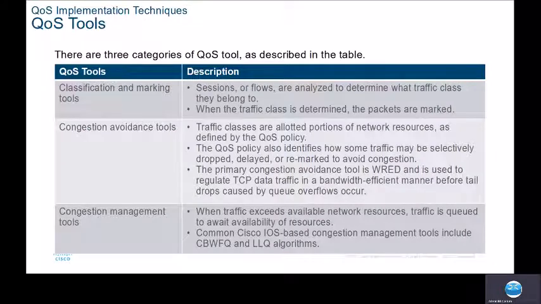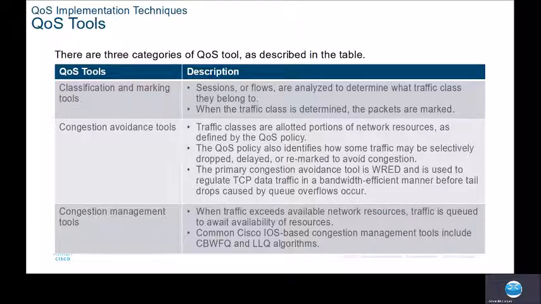Okay, so what tools are there? There are three classifications of tools: classification and marking tools, congestion avoidance tools, and congestion management tools. With the marking tools, sessions or flows are analysed to determine what traffic class they belong to. When the traffic class is determined, the packets are marked. So you've got your headings, your IP header, as that information.